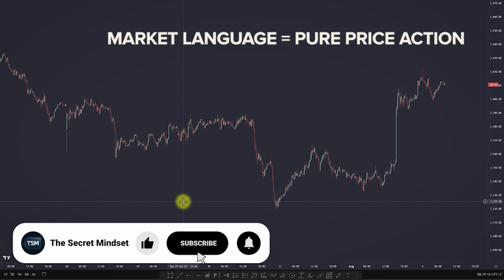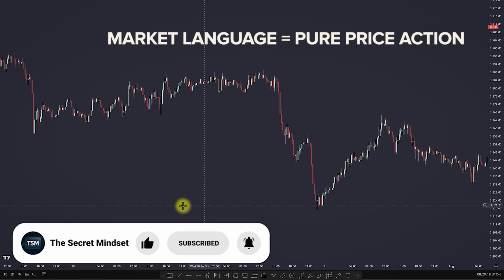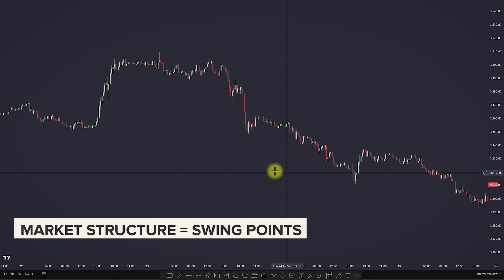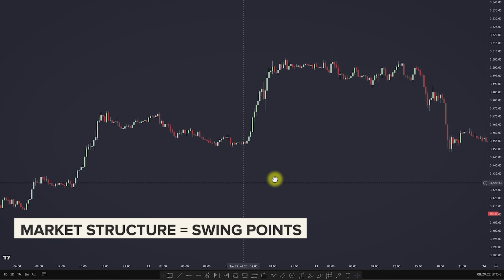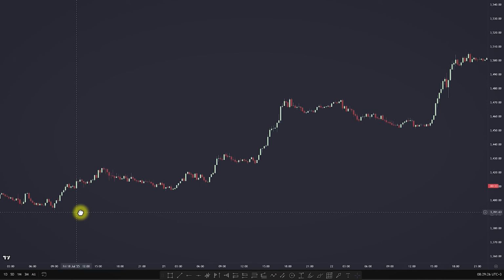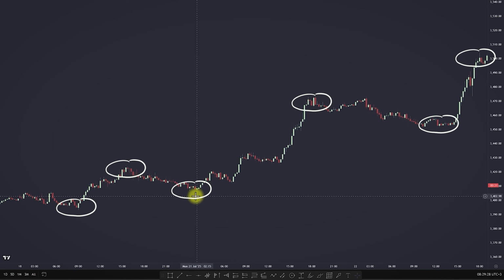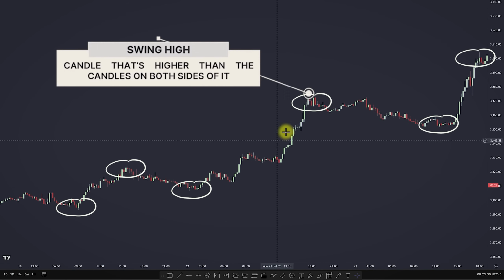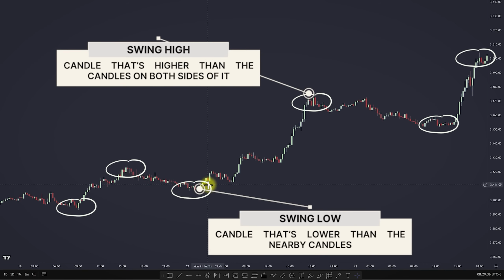The only thing that matters is learning to read the market's language. This is called market structure, and it's built on one simple thing: swing points. These are the obvious highs and lows price makes as it moves. A swing high is a candle that's higher than the candles on both sides of it. A swing low is lower than the nearby candles.